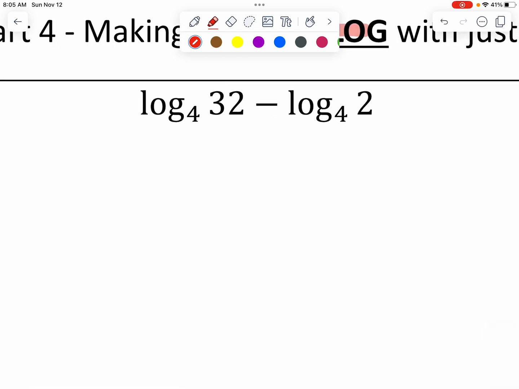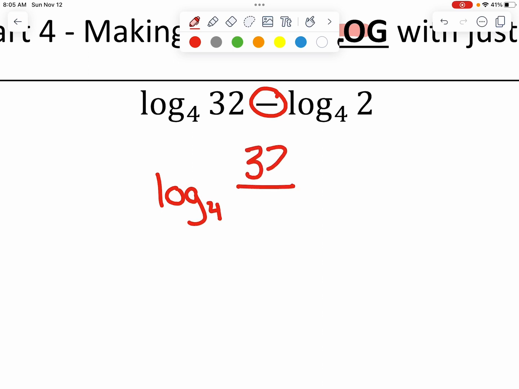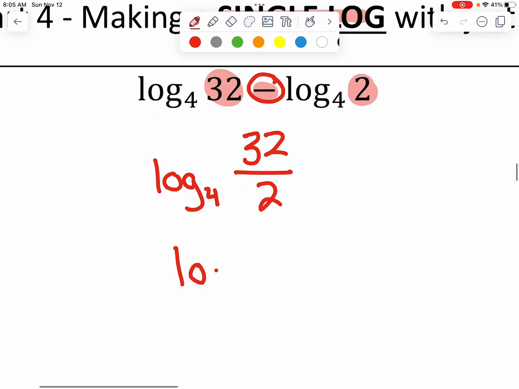So I see a minus sign. That's going to mean I'm going to have a division. So I'll put it together with a log base 4 of the division, 32 divided by 2. That's where I got that from. So that's log base 4 of 32 divided by 2, which is 16.